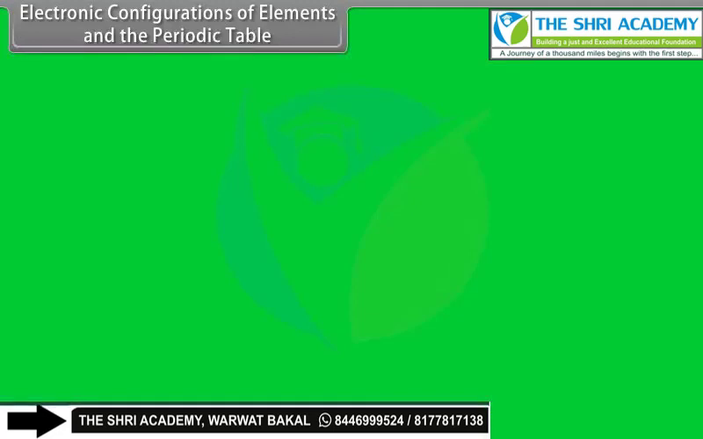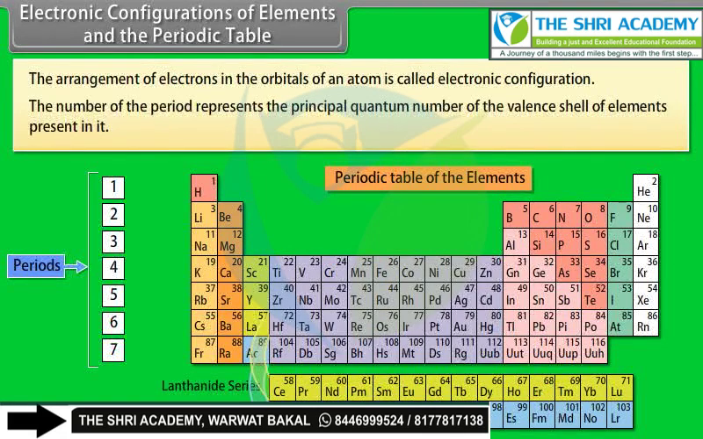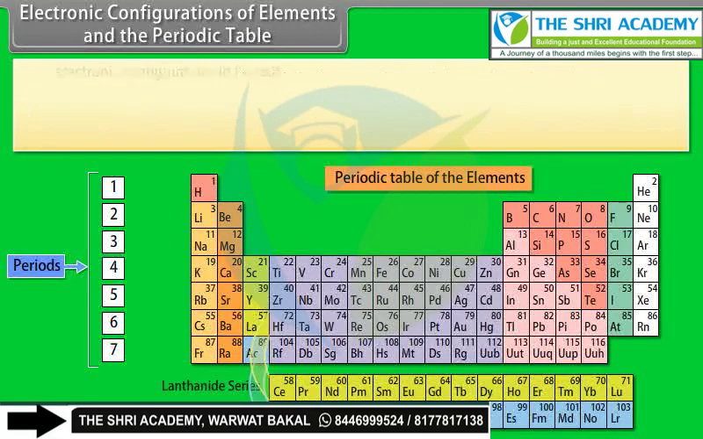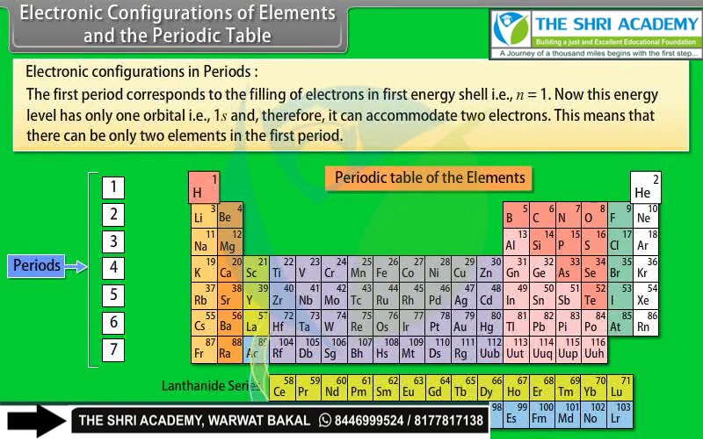Electronic configurations of elements and the periodic table. The arrangement of electrons in the orbitals of an atom is called electronic configuration. The number of the period represents the principal quantum number of the valence shell of elements present in it. Electronic configurations in periods. The first period corresponds to the filling of electrons in the first energy shell, that is, n equals 1. This energy level has only one orbital, that is 1s, and therefore, it can accommodate 2 electrons. This means that there can be only 2 elements in the first period.